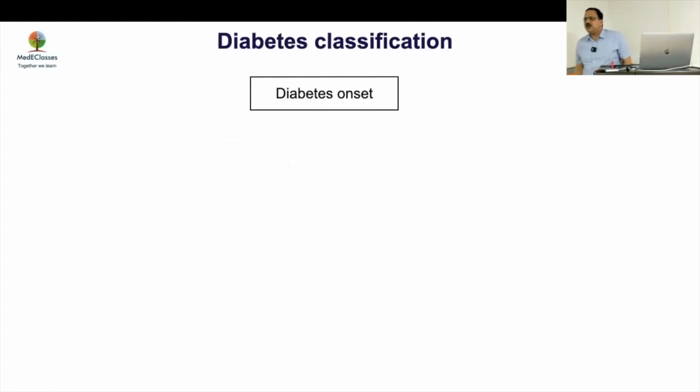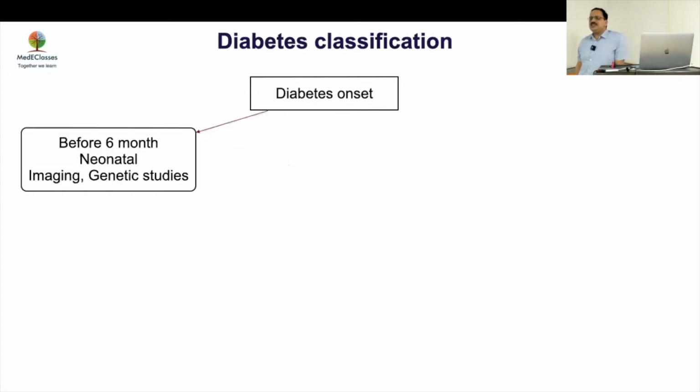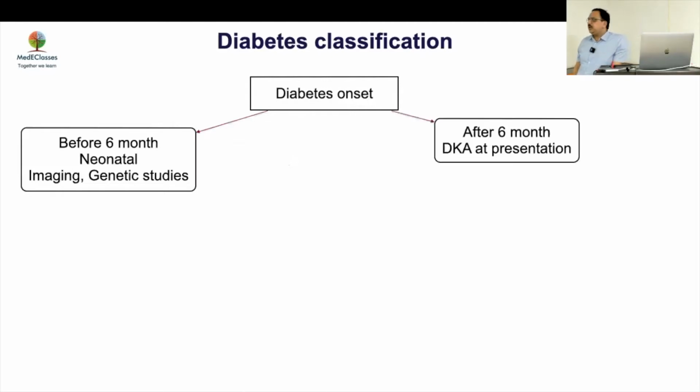How do you classify diabetes? Onset less than 6 months, you think of neonatal, do imaging and then genetic studies. If the imaging is not clear, you want to know whether the pancreas is formed or not. What is the better test, Naveen, in this setting? Which test will give you pancreatic information? So we can do a stool elastase, or we can do CT. Fecal elastase is the best marker, because even on CT sometimes the pancreas is not very clearly visible.